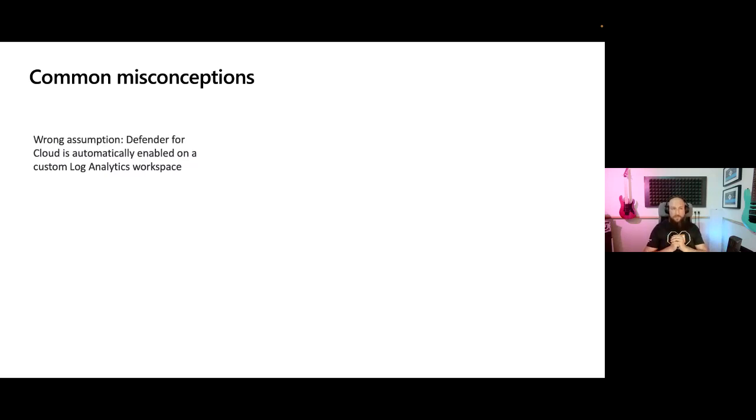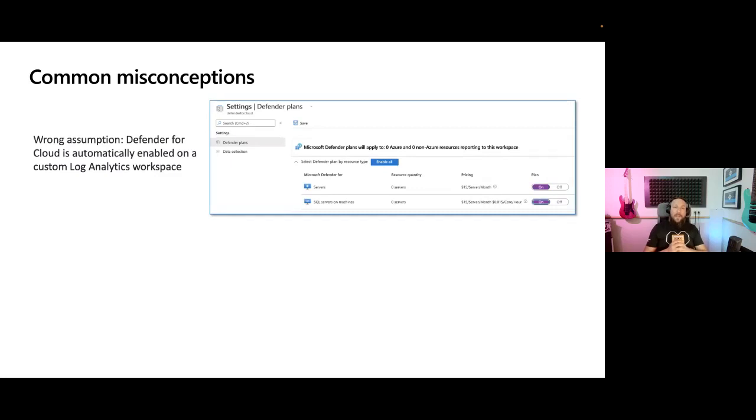And on these workspaces, Defender for Cloud, or to be more precise, the Security Center Free or the security solutions, depending on what you configure, will automatically be enabled. This is not true for custom workspaces. So if you decide to use a custom workspace, for example, within the scope of Sentinel and connecting Defender for Cloud to it, you need to make sure to also enable Defender for Cloud on these workspaces. For that, we have 2 different options. We have the 2 Defender plans, Defender for servers and Defender for SQL servers on machines, that need to be enabled on that workspace.